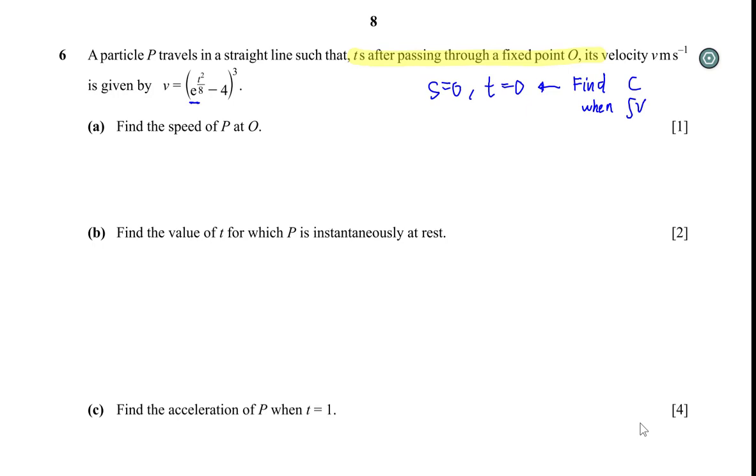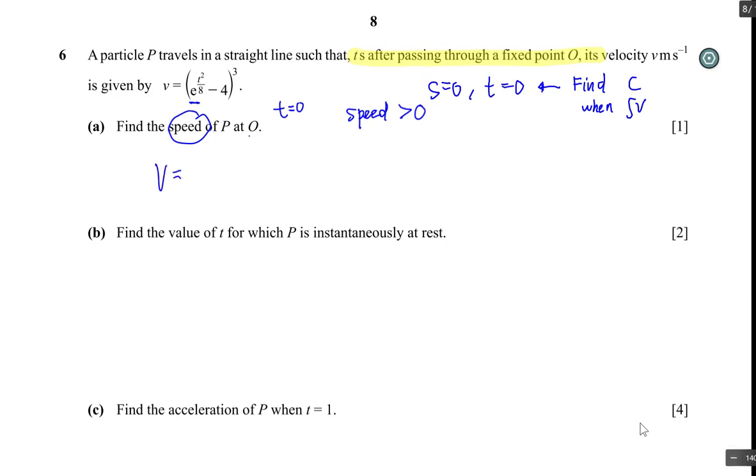Anyway, let's have a look at these questions. They ask you to find the speed of P at origin. At origin, we know time equals 0. But why does the question not ask you to find velocity, but asks you to find speed? Because speed must always be positive. Velocity can be negative, right? Because negative means moving in another direction. But speed is always positive. So therefore, we just sub the 0 into the t.